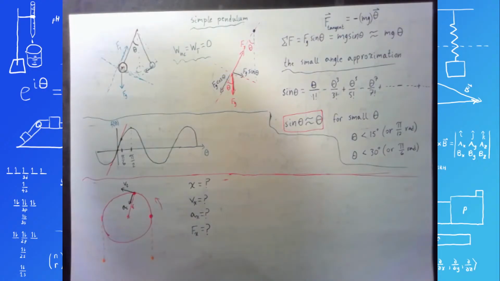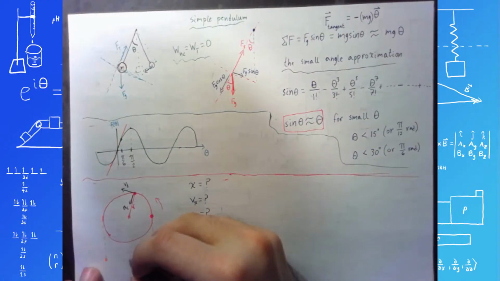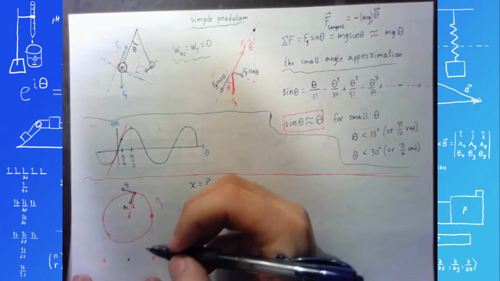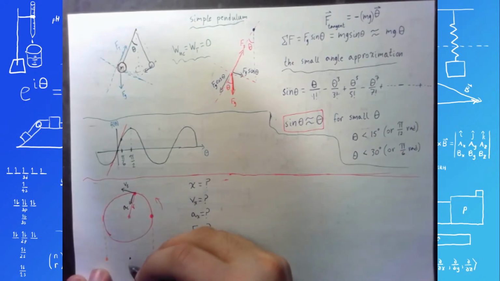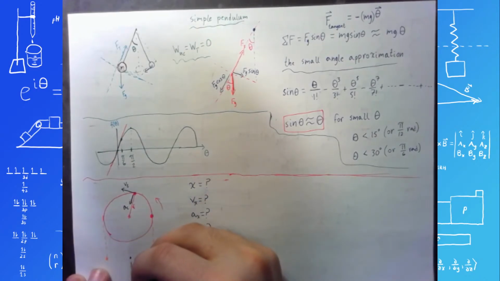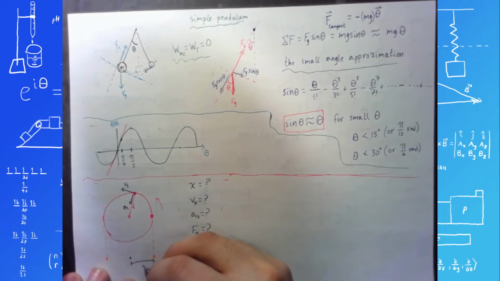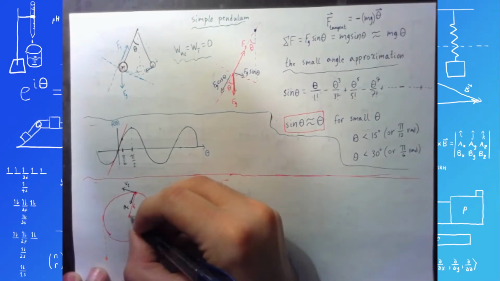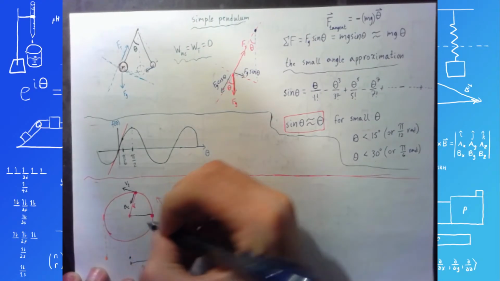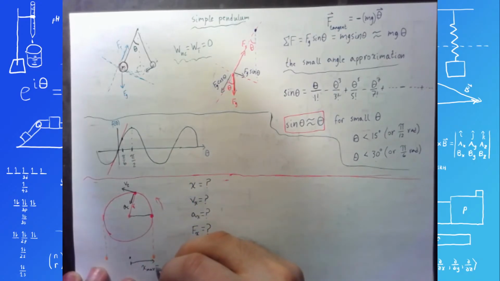Okay, so if this thing is going to behave like simple harmonic motion, then I would say that the distance from here to here would be an amplitude, X max, which is equal to how much? Well, it's equal to this distance over here, which is the radius.